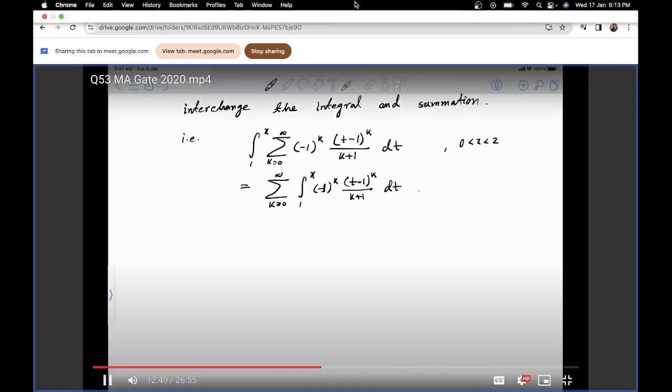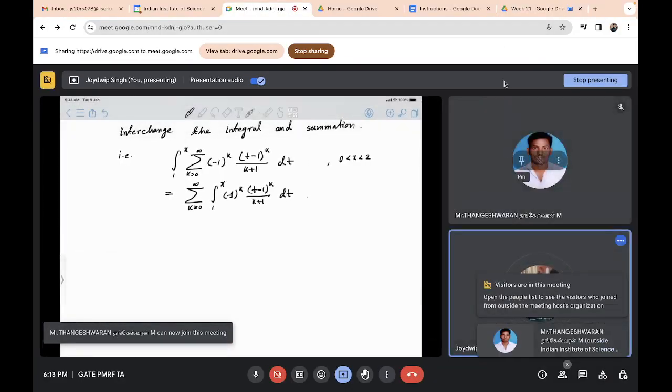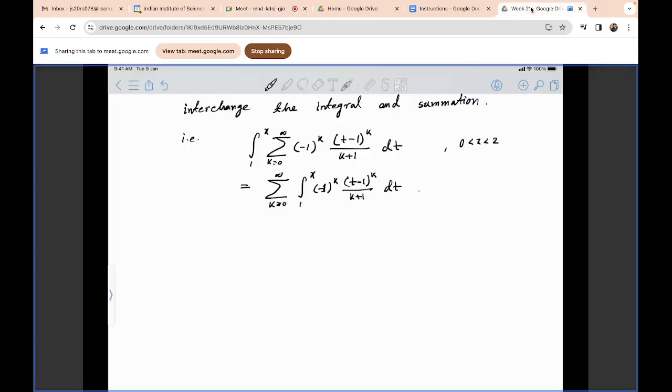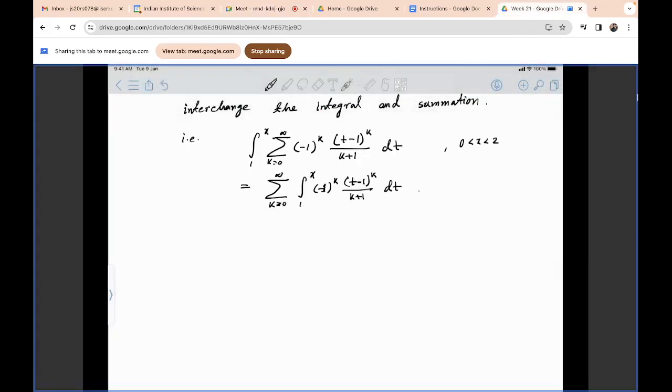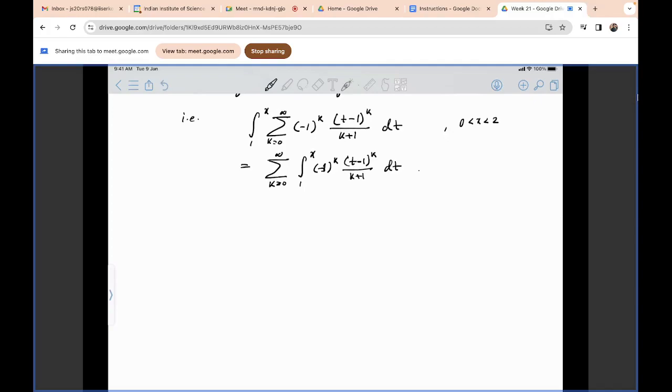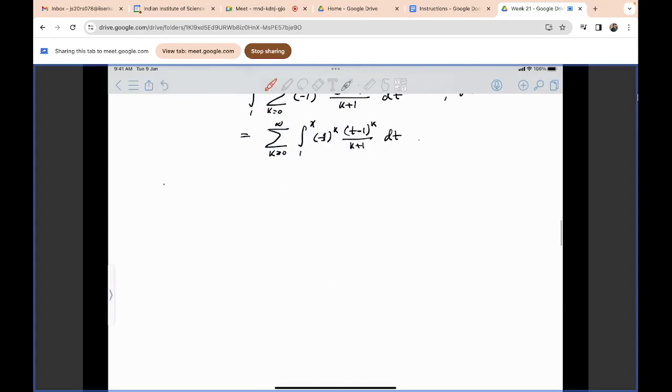So note that there is one result which tells when you can interchange the integral and summation. If the series is uniformly convergent, then we can interchange the summation and integral. So this is one result.